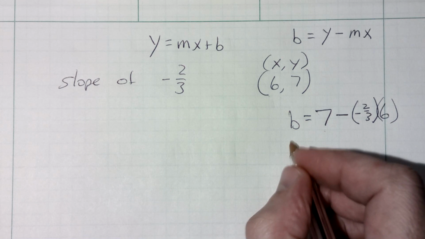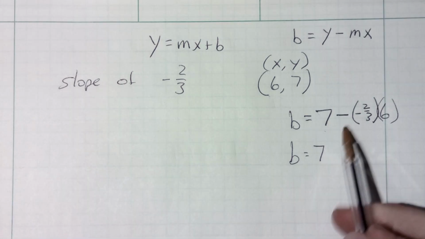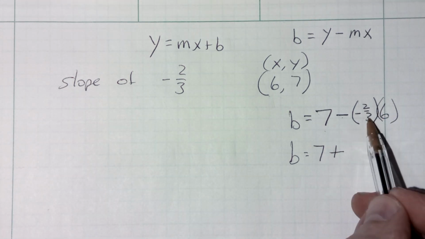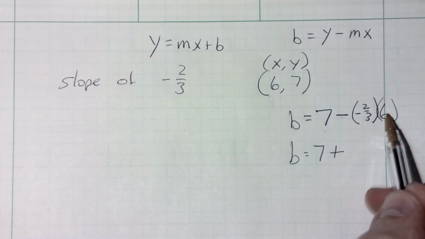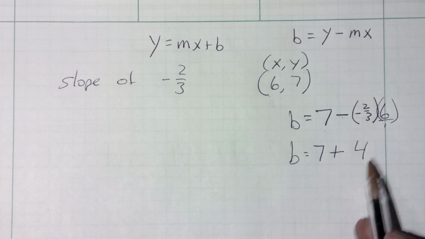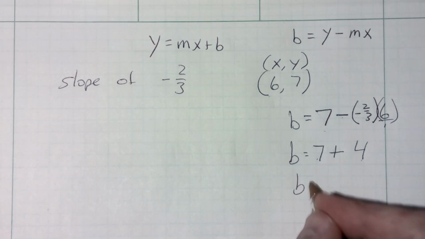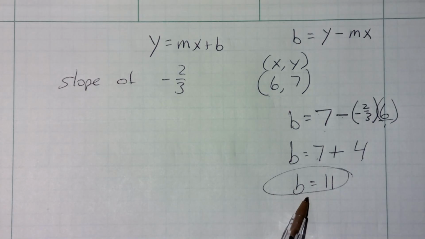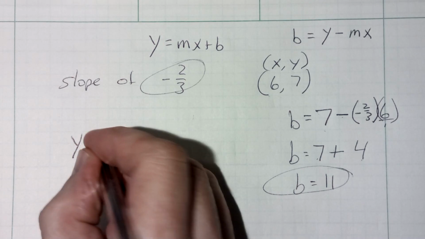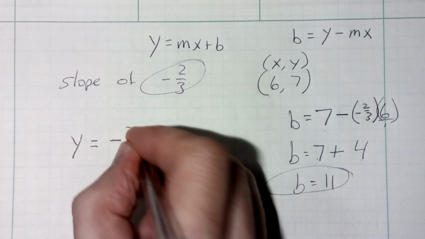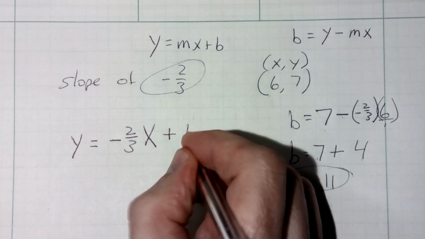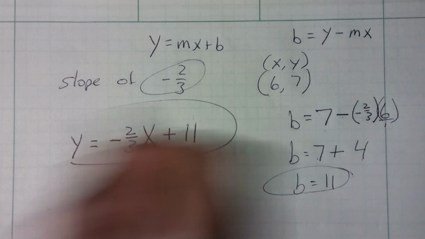Again, if you need a calculator, by all means use a calculator, but I know two negatives are going to make a positive. 2/3 times 6 is actually going to be 4, because I cross cancel. 7 plus 4 is 11. My b value is 11. My slope is negative 2/3. I can now write my equation. Y equals slope of negative 2/3, always times x, and then my b value is a positive 11, plus 11. And I'm done. I've written the equation.